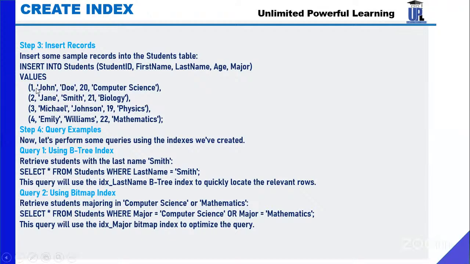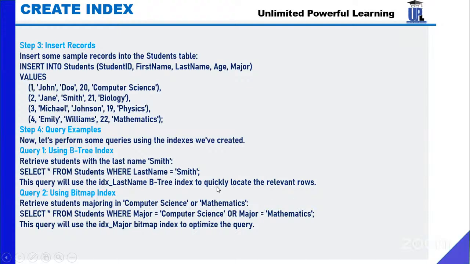Similarly, after that, you can insert it and you can see that. And so then after that, you can perform queries. And that is how you can do that. How do you do that? So let's start from students where last name is equal to Smith. Then what it is doing, IDX last name, B tree index, quickly locates the relevant rows.